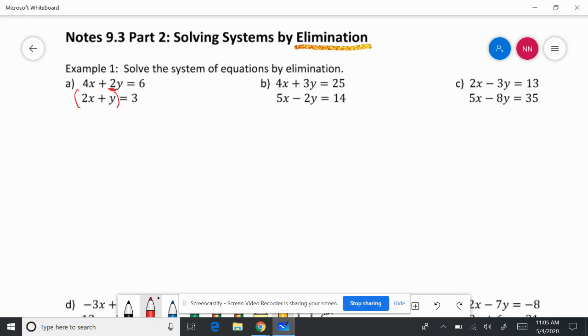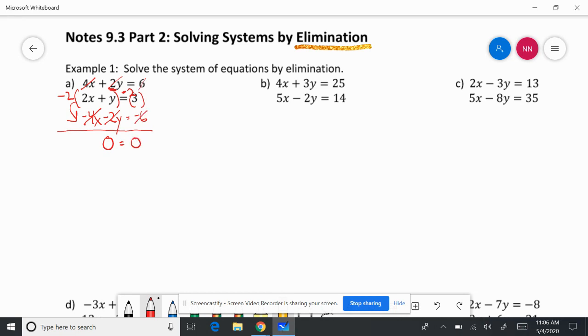So I'm going to take my second equation and I'm going to multiply it by a negative 2. Remember, whatever I do on one side, I do the same thing on the other. Negative 2 times 2x is negative 4x. Negative 2 times y is negative 2y. Negative 2 times 3 is negative 6. Now I'm going to combine the two different equations. 4x and negative 4x becomes 0. 2y and negative 2y becomes 0. 6 and negative 6 becomes 0. So what I have is 0 equals 0.